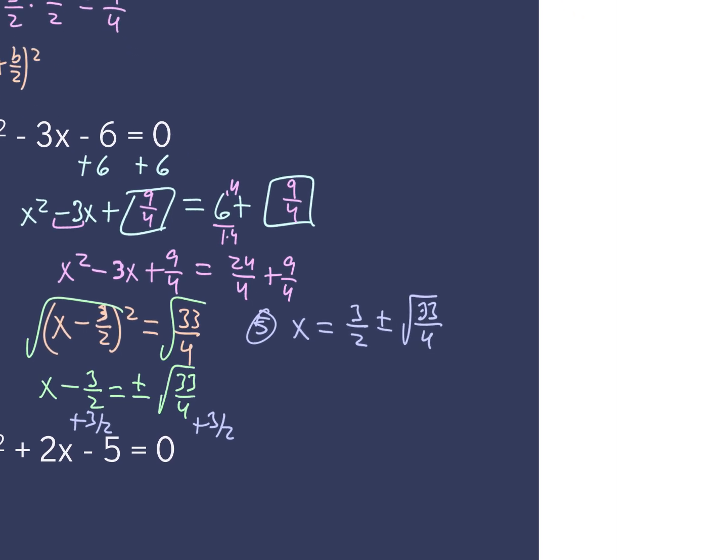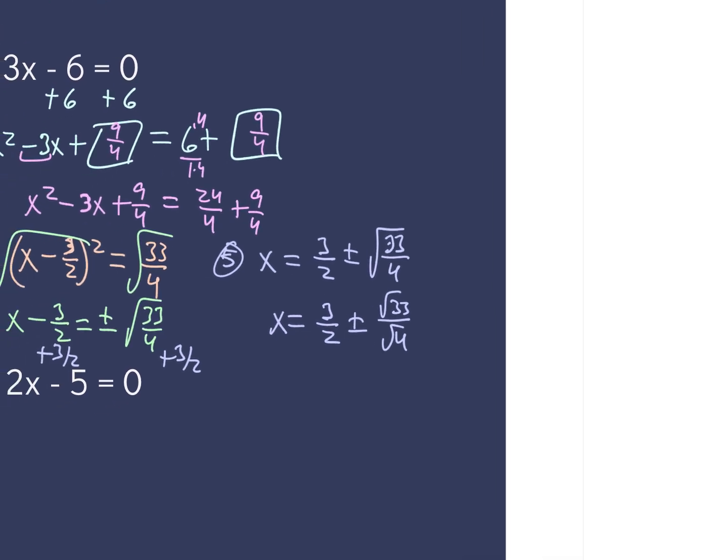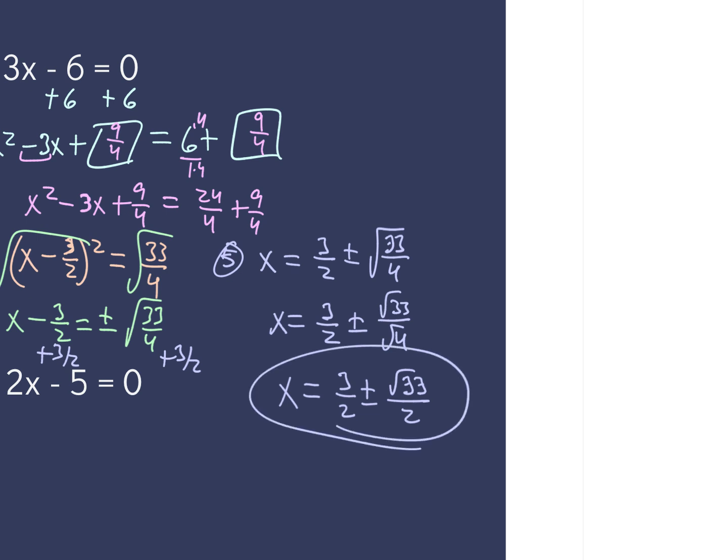And now we want to simplify this further. You can't leave it alone like this. You need to make sure the radical is fully simplified. So we get x equals 3 over 2 plus or minus, and this is the same as square root of 33 over square root of 4, and square root of 4 is just 2. So we get 3 over 2 plus or minus the square root of 33 over 2. And then square root of 33 can't simplify anymore, so you just leave it alone. This is your answer.